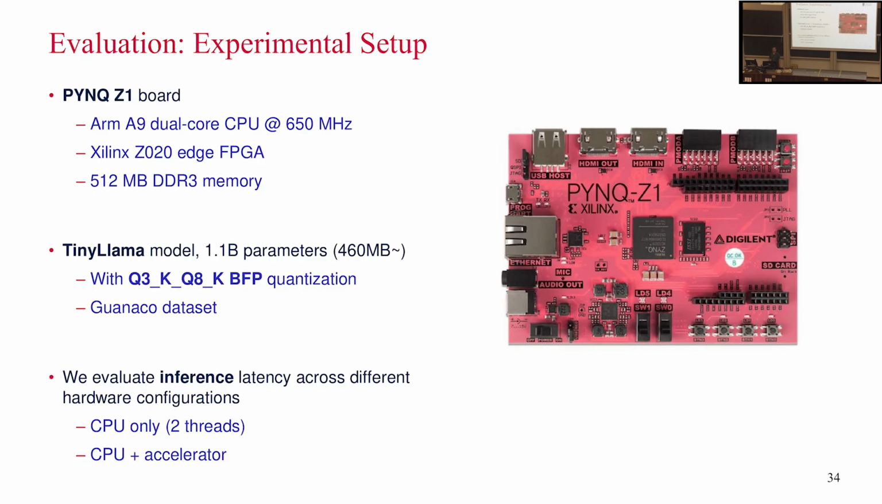Let me give you some numbers. Again, we use the same board. In this case, we use TinyLlama, which is a 1.1 billion parameters model, so translated into megabytes, almost 500 megabytes. We use this quantization, as I mentioned before, the Guanaco dataset, and we compare. In this case, unfortunately, we didn't find anything that we think we could compare against fairly, right?